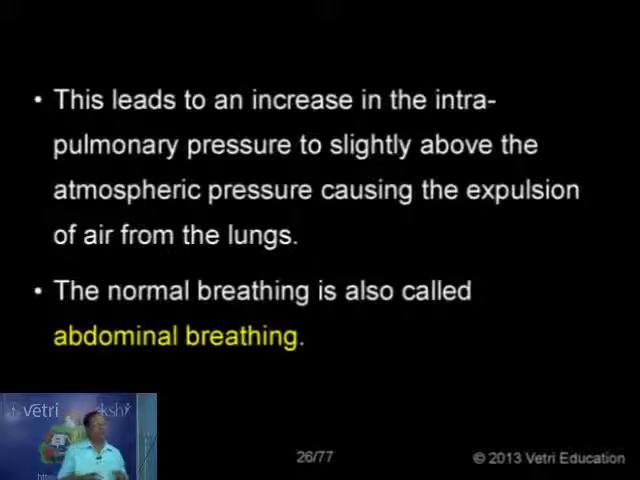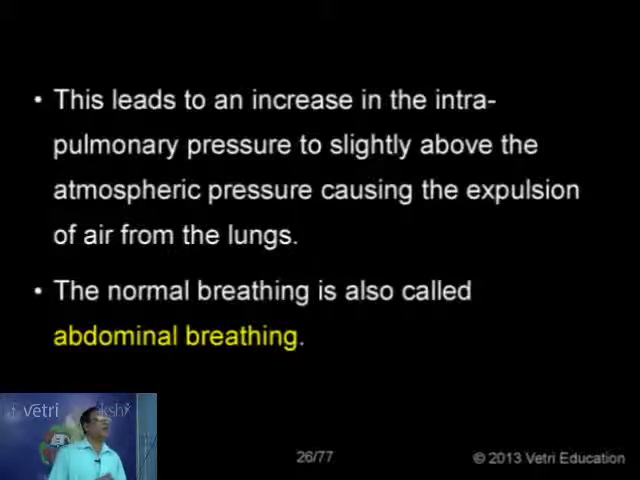So normal breathing is also known as abdominal breathing. For example, while sitting or standing or just doing some work, we can see only the movement of the abdomen. There is no movement of the thoracic cage while we are respiring normally, not doing heavy work. So normal breathing is known as abdominal breathing. You can see the movement of the abdomen.